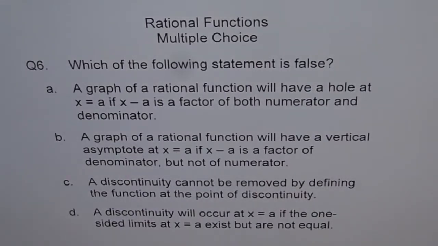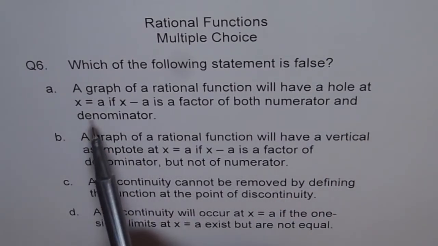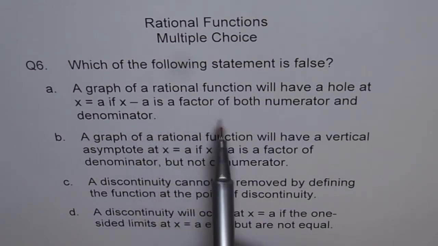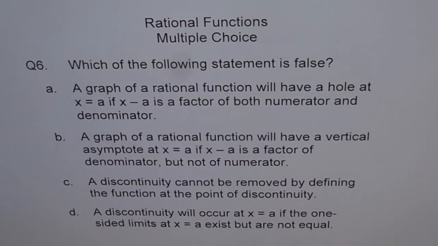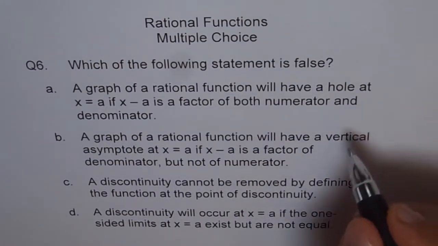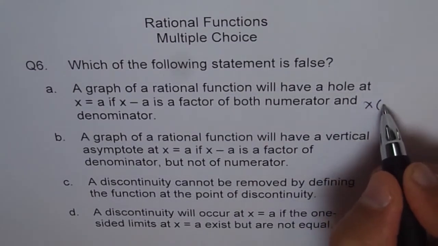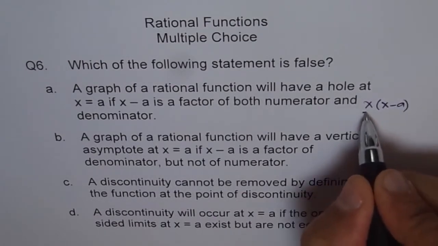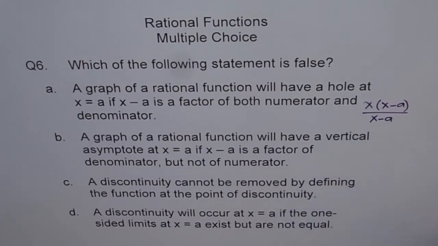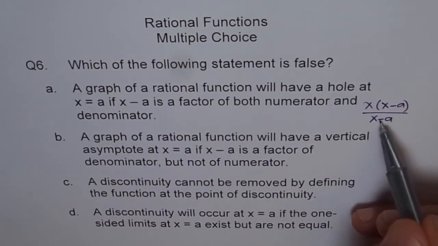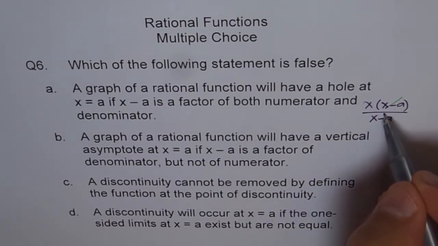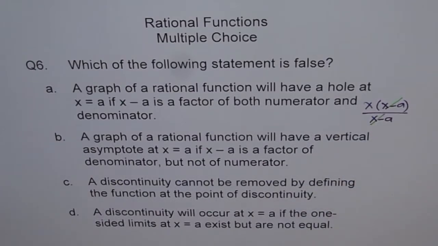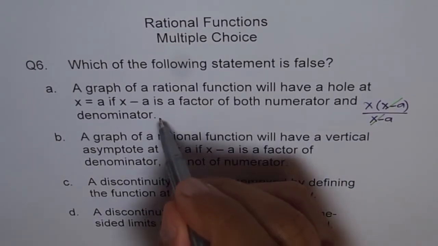The first one says, a graph of a rational function will have a hole at x equals a if x minus a is a factor of both numerator and denominator. This statement is correct. It is trying to say that if you have something like x times (x minus a) over (x minus a), then there will be a hole, not a vertical asymptote at x equals a, because they cancel out. Do you see that? So that leads to a hole, right? So this statement is correct.